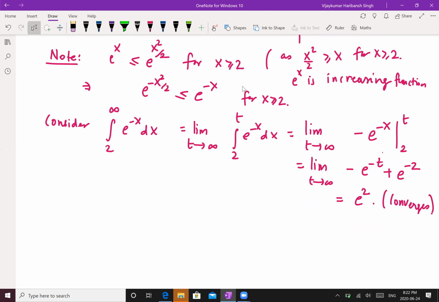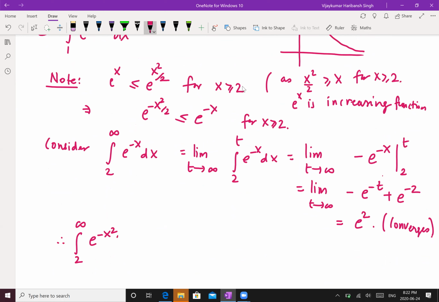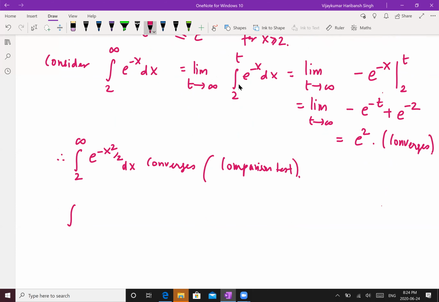This means that the integral from 2 to infinity of e to the power minus x squared by 2 dx converges. Why? By the comparison test. Now we have the integral from 1 to 2 of e to the power minus x squared by 2 dx, which is also a finite number. We have seen this when we were bounding it.